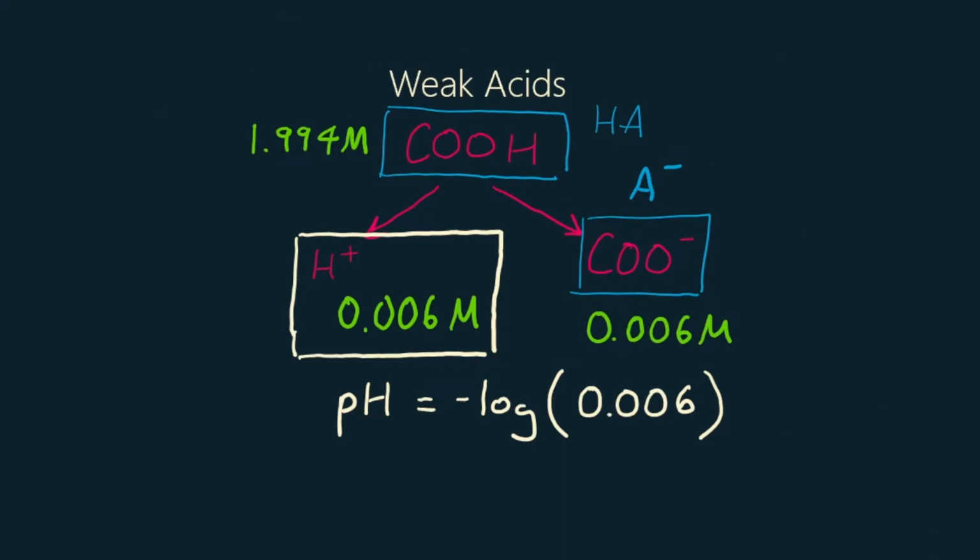So why do we care about how much of the weak acid dissociates in the first place? That's because if we find out how much H+ is going to be produced, we can easily find the pH by plugging it into the negative log equation. Which, once we plug in our value, we get our answer. So overall, when 2 molars of acetic acid is placed in water, the pH of the solution is 2.22.